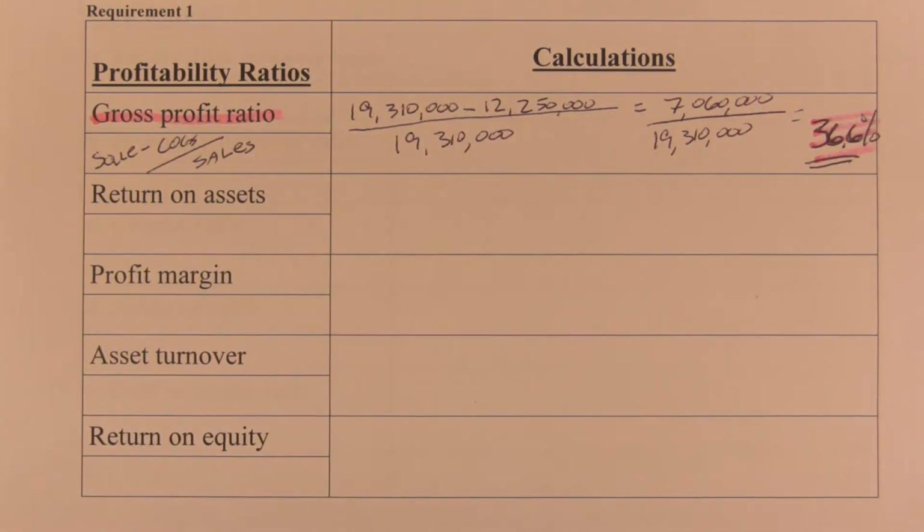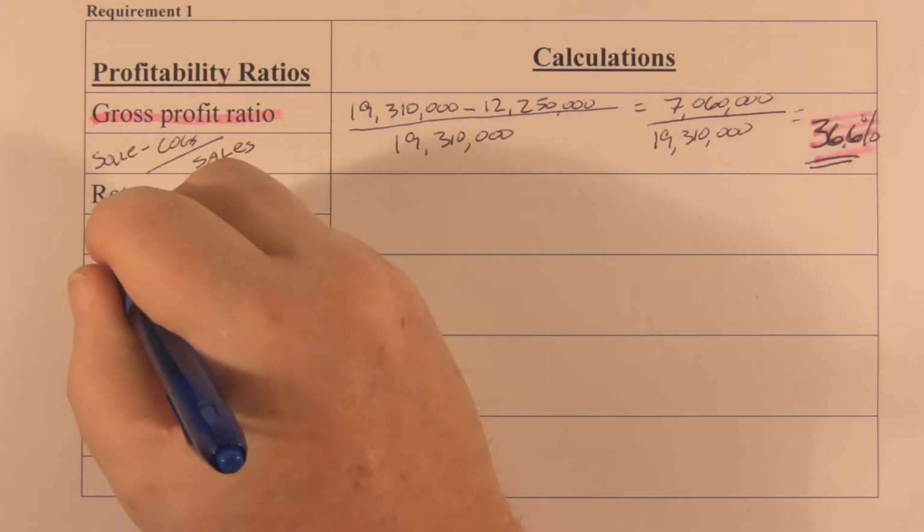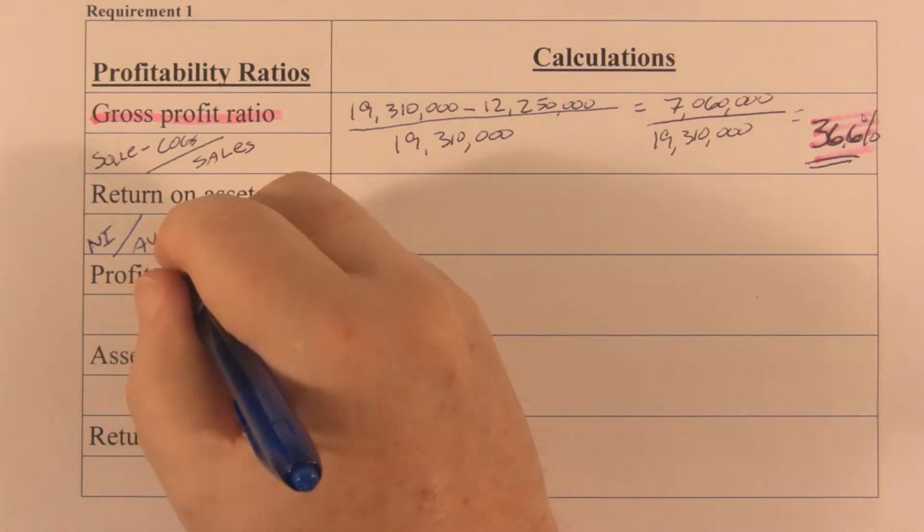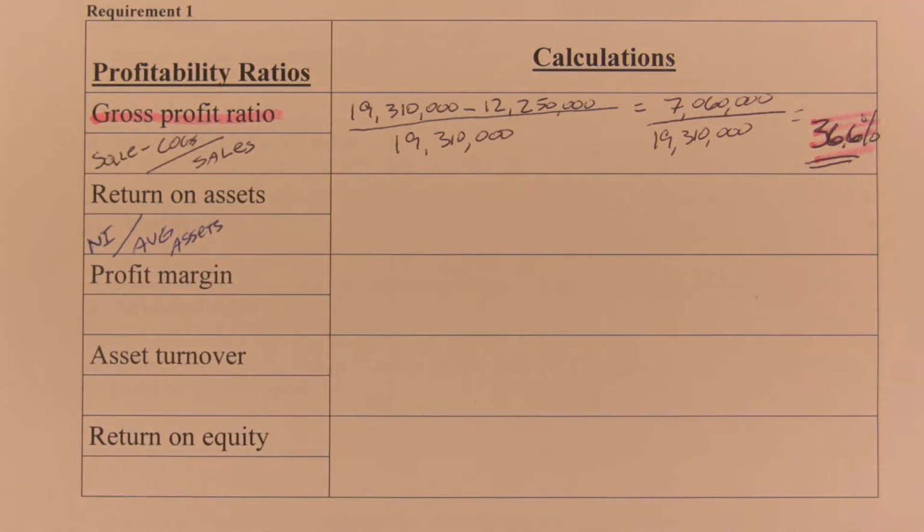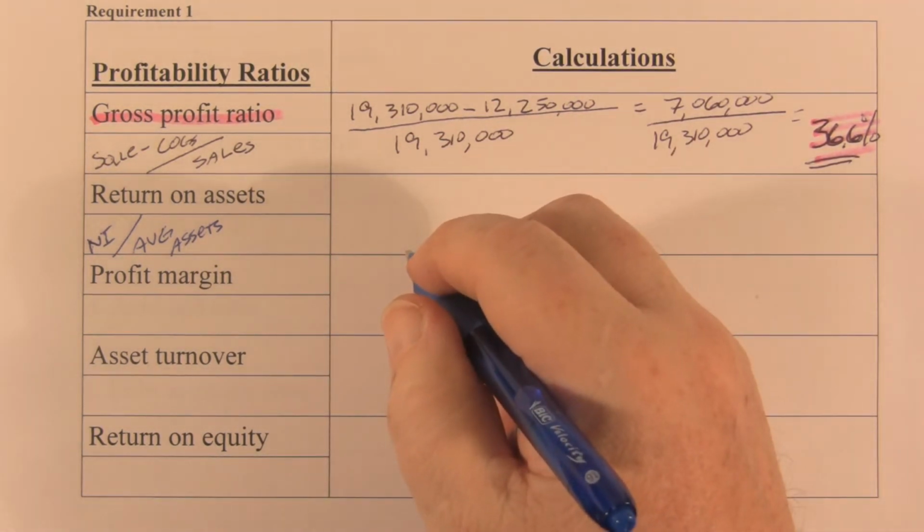Okay, the next ratio it asks us to do is return on assets. And return on assets, let me remind you, that's net income divided by average assets. Now, to get our average assets, we have to take our beginning assets of $7,800,000 and our ending assets of $9,200,000, add those together, and then divide by 2. We just have to add them together, 7.8 and 9.2, divide by 2, and we come up with 8,500,000 as the average assets.